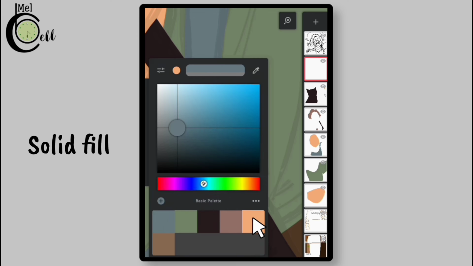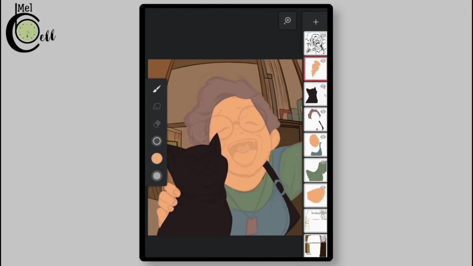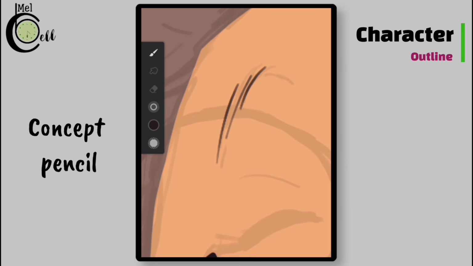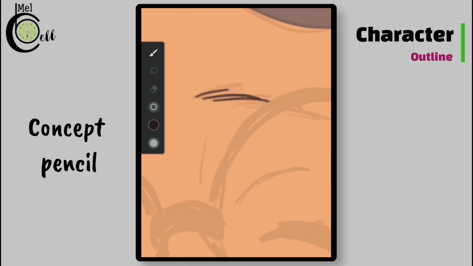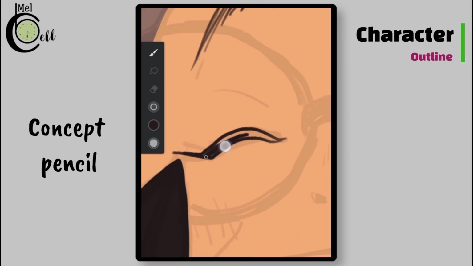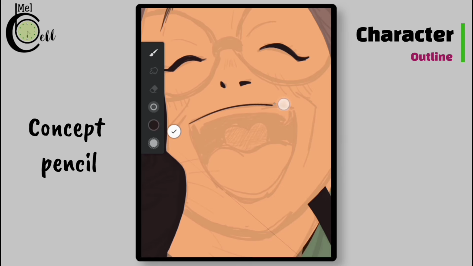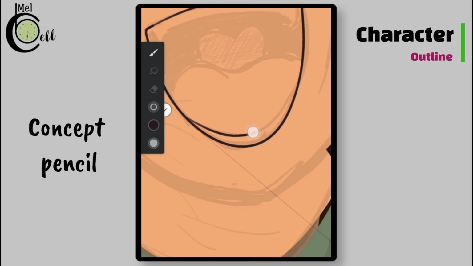Add one more layer and then select a skin color, and then add this color to hand of woman. Add one more layer. Now add outline to woman using concept pencil. I am using path of line guide for some parts, which I find difficult to outline in one go and more precisely.